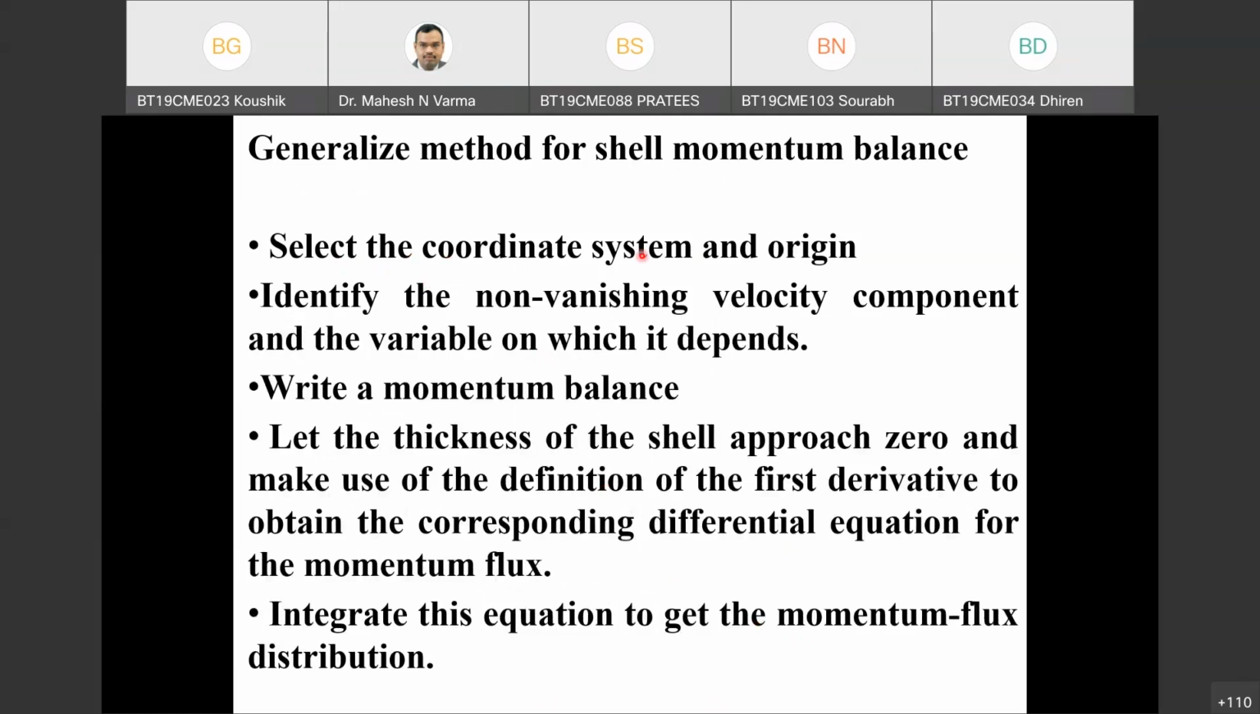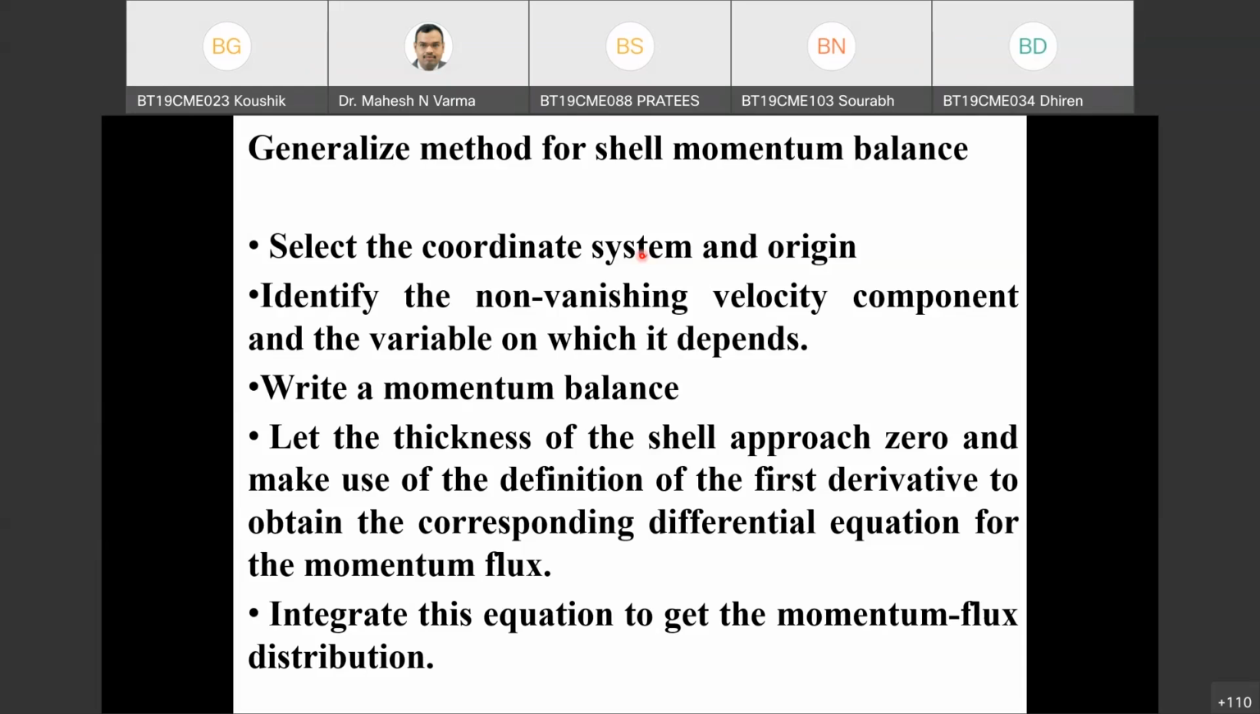You study the system carefully and get the non-vanishing component of the velocity and the variable on which it depends. Whether I have all three velocity components, whether it is varying in all three directions. Most of the time accumulation will be 0, so time variation will not be there. Then write a momentum balance equation.